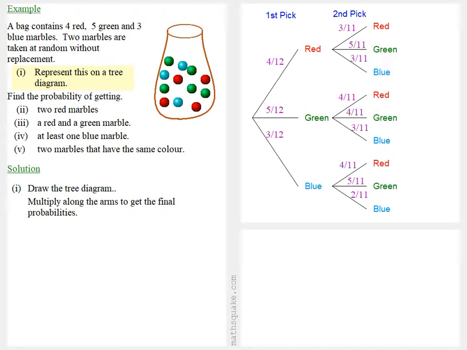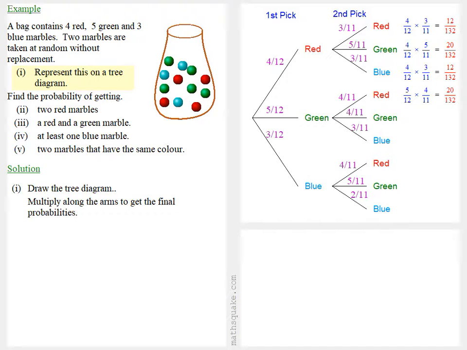Now to work out the final probabilities, we multiply along the arms. Now that gives us a red and a red is 4 over 12 times 3 over 11, which is 12 over 132. For a red and a green, we have 4 over 12 times 5 over 11, which is 20 over 132. And for a red and then a blue, we've got 4 over 12 times 3 over 11, or 12 over 132.